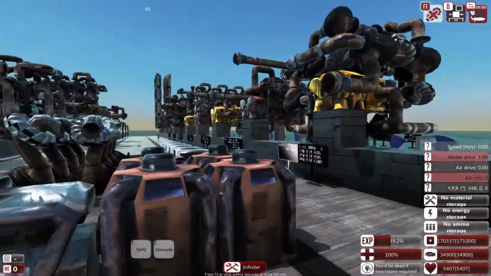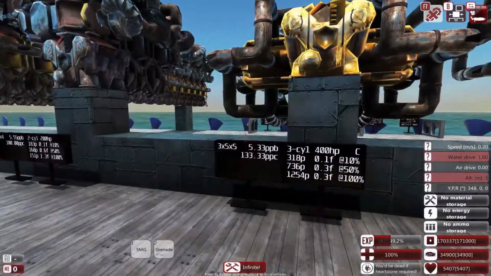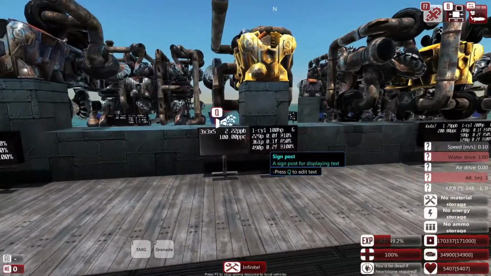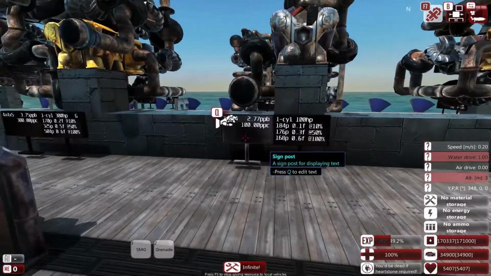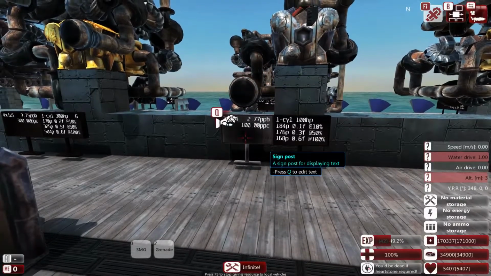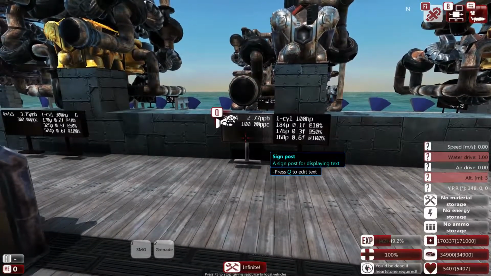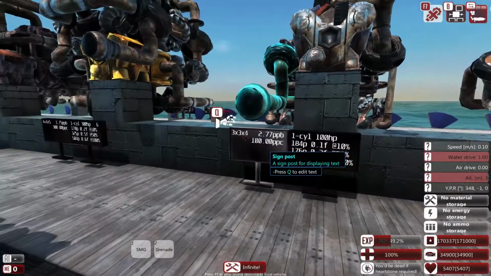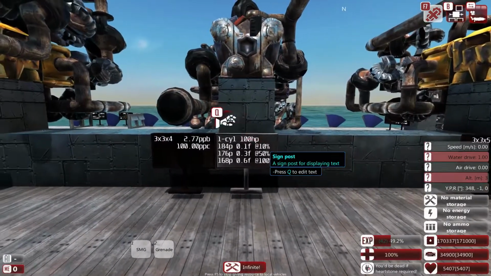Now this motor is way, way smaller than this motor, because this is a 5x5x3, and this motor is, well, it's, yeah, this one, 3x3x4. This is a way smaller motor, but it's not as dense because it only makes 100 horsepower.